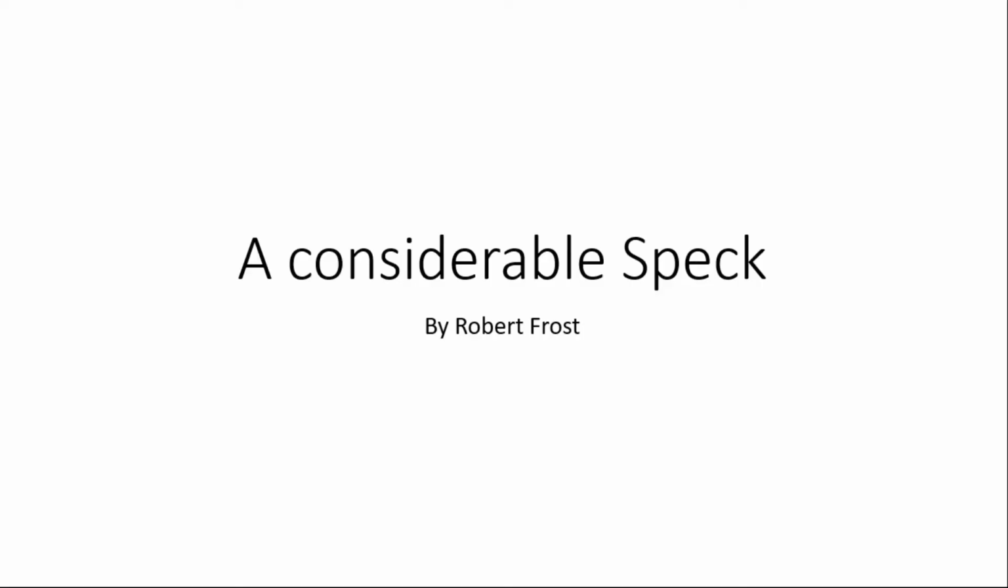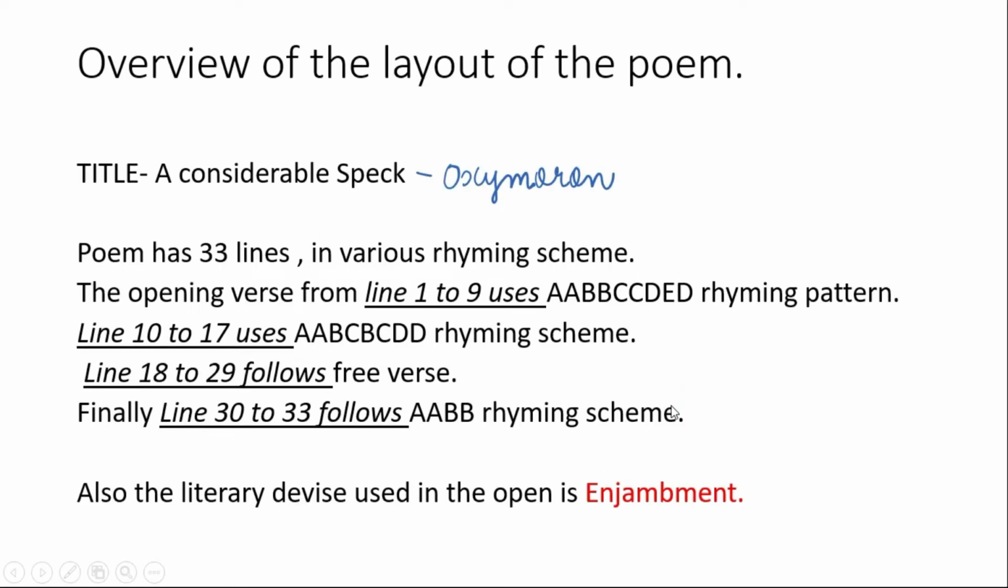Hello everyone. Today we are going to discuss a beautiful poem called A Considerable Speck, which is written by Robert Frost. If you see the title of the poem, A Considerable Speck is actually an oxymoron. An oxymoron is when two contradictory words are put together. Here, considerable means something large and speck means something small or tiny.